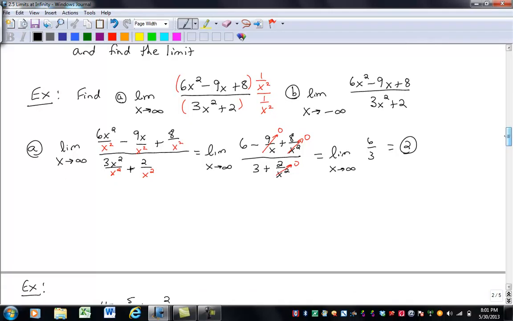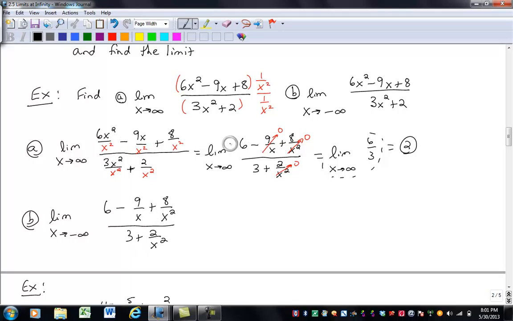Now if I do part B, everything is going to be exactly the same, except this very last part here. You can imagine the exact same stuff with a negative infinity in here. 6 minus 9 over x plus 8 over x squared. I would still have to divide everything by the highest power in the denominator. So this step would have happened right here in part B, and from this step, I would have gotten to here. It's the same thing we did right here. It's the same simplification.